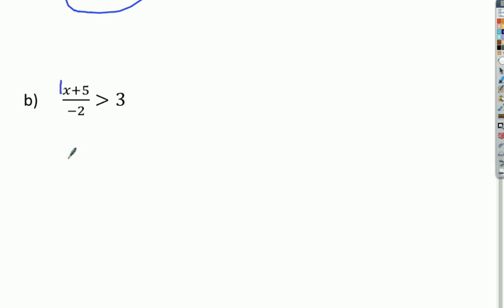Okay, so usually when you have a denominator, you're going to have to deal with it, and probably at the beginning. So, Kyle, if we multiply both sides by the -2, that's what will get rid of this -2.